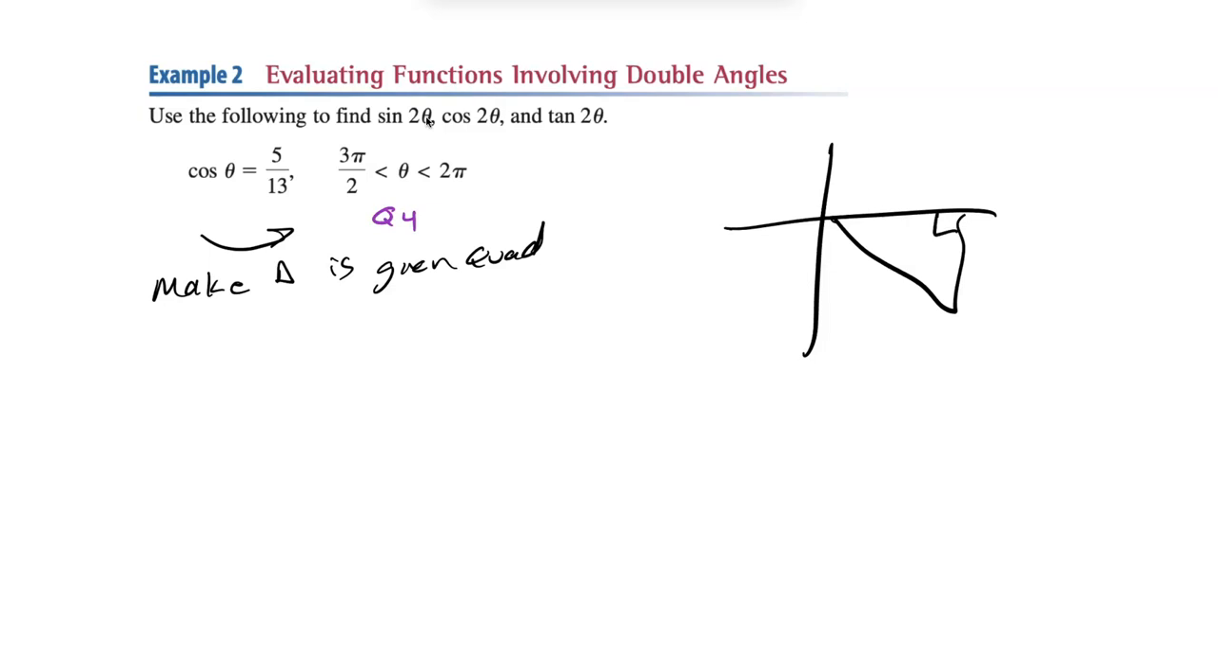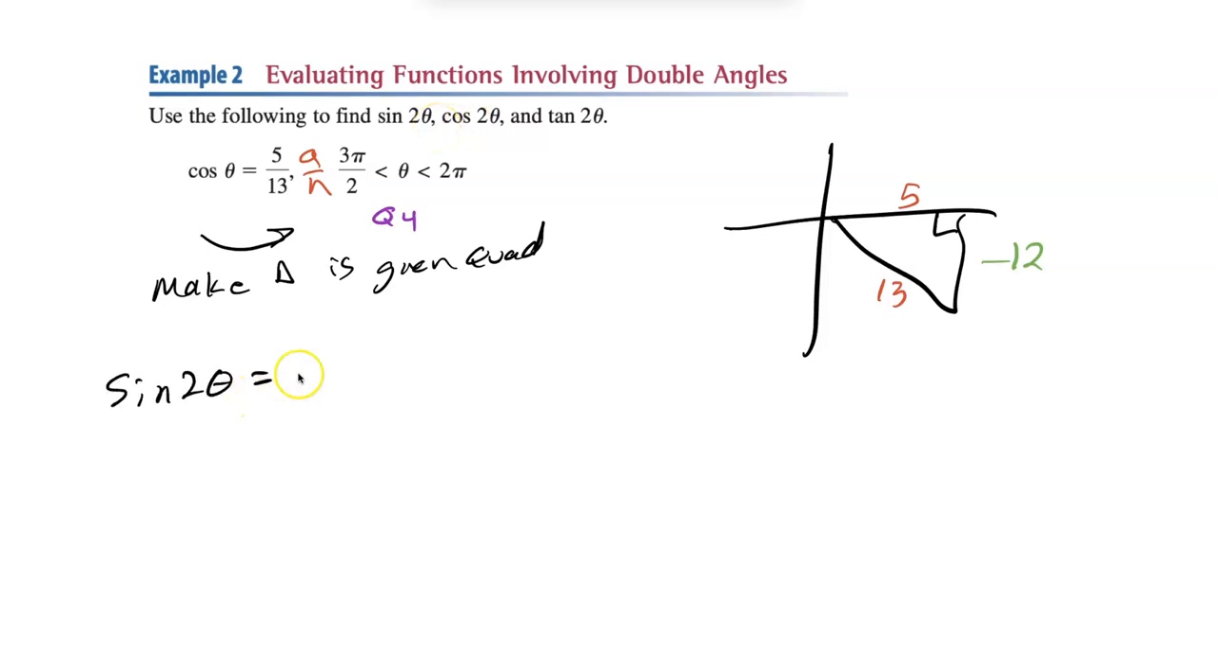So this is 5, this is 13. Hopefully by now you know it's a 5, 12, 13 triangle. So this right here will be 12. And it is negative because you're going down. So there's our triangle. They want us to find sine of 2 theta.